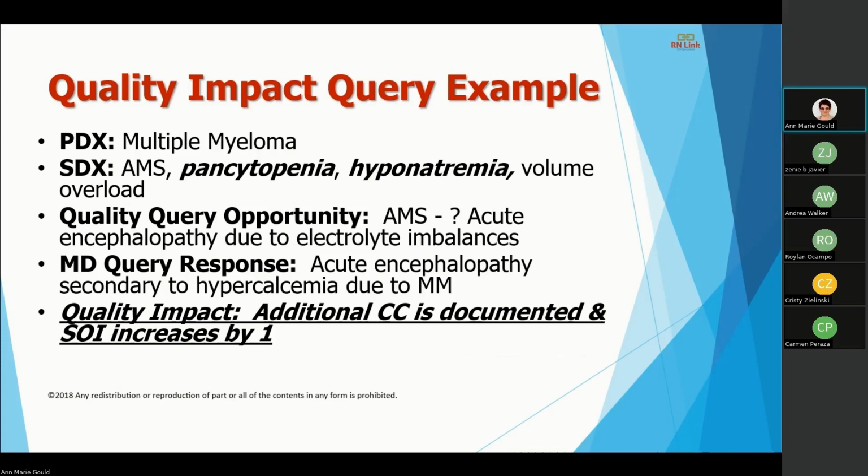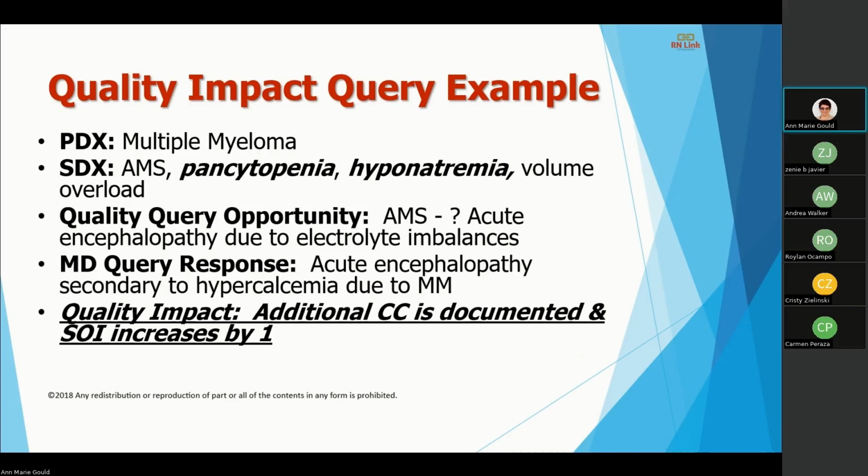And then our quality query opportunity: AMS is an acute encephalopathy due to electrolyte imbalances, all right? So we sent a query to the doc, and the doc says, yeah, it's acute encephalopathy secondary to hypercalcemia due to the multiple myeloma. So we have an additional CC, and we increase the SOI by 1 with just getting other encephalopathy documented. Okay. So this is why it's important: with other or unspecified encephalopathy, it's a CC. But if you get the type associated, the metabolic, toxic, and/or both, it's an MCC capture.